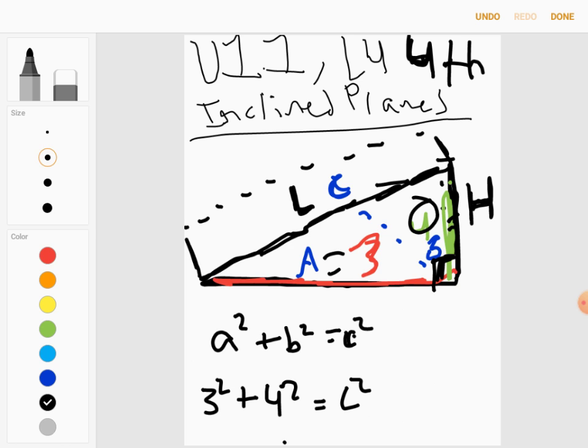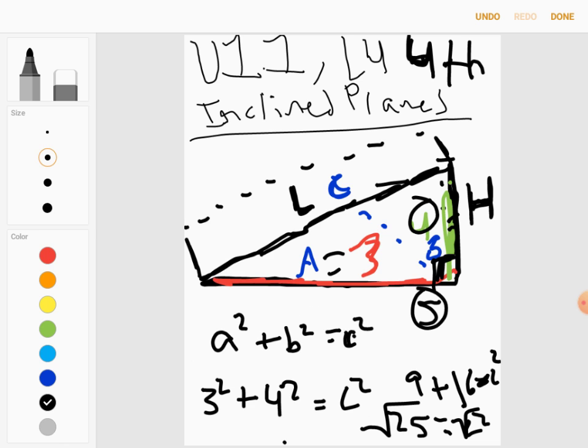3 squared is 9. 4 squared is 16, which is C, and then equals C squared. 9 plus 16 equals 25, which still equals C squared. Now what you have to do is take the square root of both of those, because that's the inverse operation of squared. So the square root of 25 is 5.